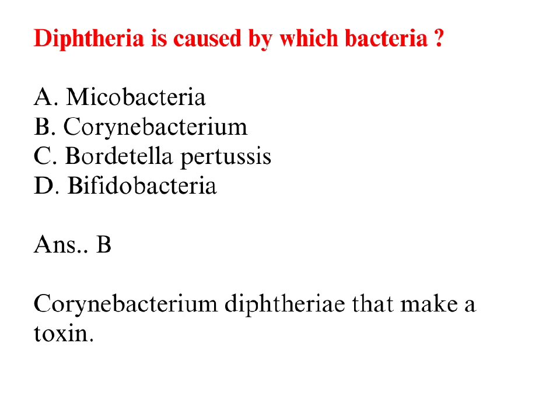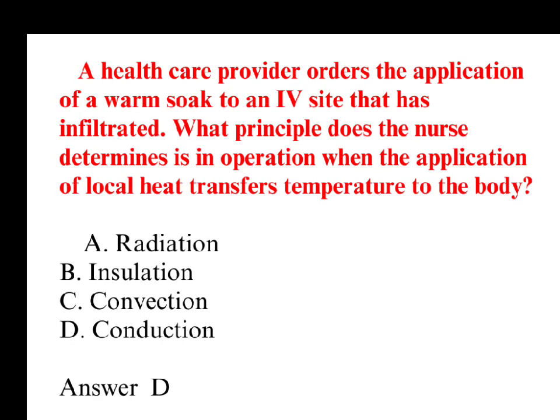This mycobacteria causes the disease tuberculosis. Next, B is Corynebacterium diphtheriae. For diphtheria, Corynebacterium is the most common causative bacteria. Okay, C is Bordetella pertussis. With whooping cough, Bordetella pertussis is one of the causative bacteria. And next one is D, Bifidobacteria. It is a useful bacteria present in the GI system. Okay, so the answer is B, Corynebacterium is correct.